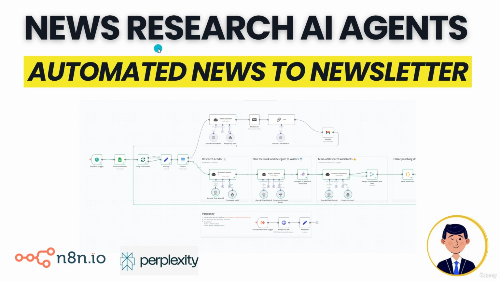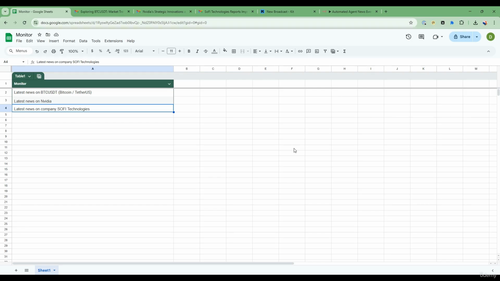In this video, we'll be building a team of research AI agents that specializes in taking news, such as the latest on NVIDIA or the latest on Bitcoin, and automating that process from the news to building a newsletter. So here's a spreadsheet that has some information on some of the news I want to monitor.